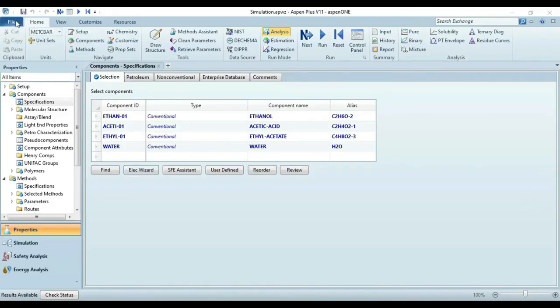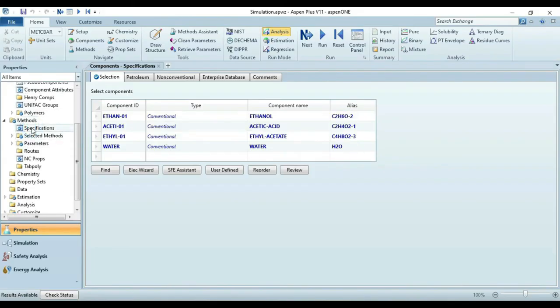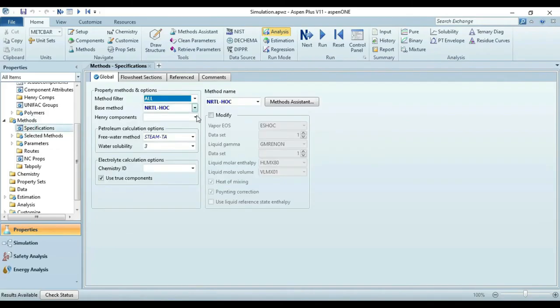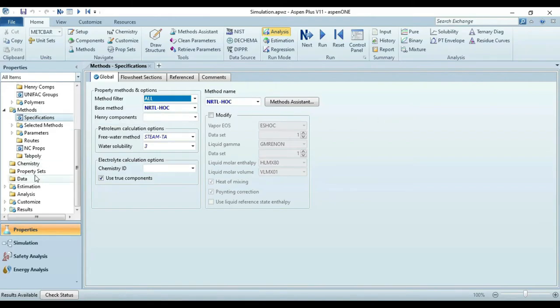So first we have to select our compounds, and we are going to select ethanol, acetic acid, ethyl acetate, and water, as we have already done in the previous examples. Okay, so we have here the structural formula, and after that let's select our method. We are going to select the non-random two-liquid model for the liquid phase, and for the gaseous phase we are going to use the Hayden-O'Connell equation of state, with Henry's law. These are the methods that we are going to use.